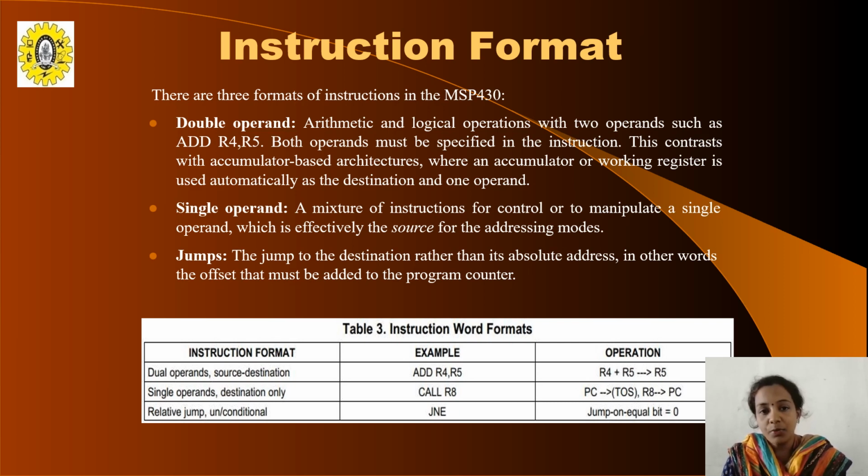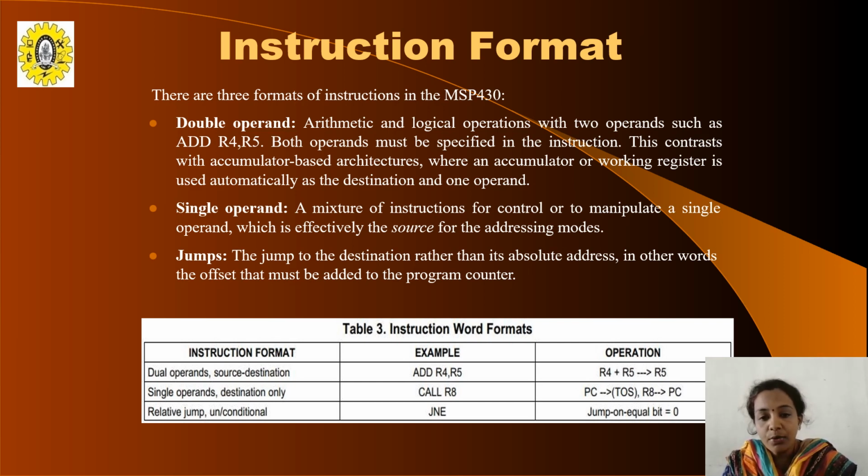There are three types of formats of instructions. One is the double operand, the single operand, and the jump. Double operand means with the help of two registers, the instructions will be there. Single operand is only one address or one operand. Jump instruction is quite common. So the three examples are given here. The first example is add R4, R5.